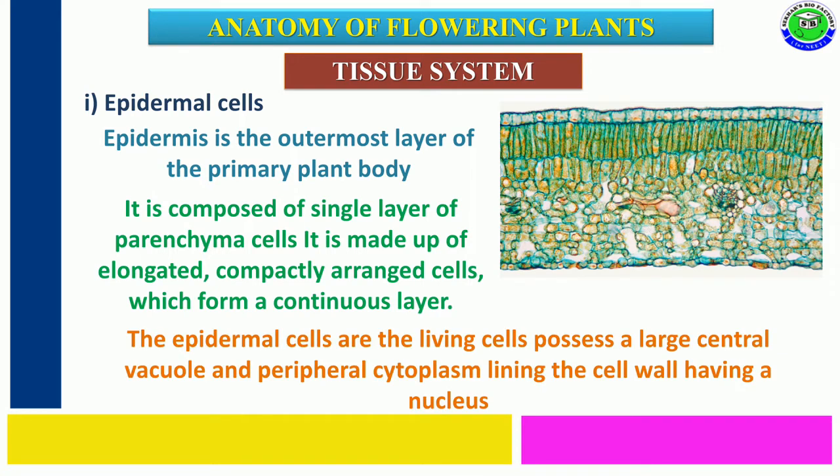The epidermal cells are generally living cells, that's why they possess a large central vacuole, and around this vacuole peripheral cytoplasm is present in the form of a lining. Along with that, the epidermal cells consist of a cell wall with a nucleus in the cytoplasm, but there is no chloroplast in their structure.